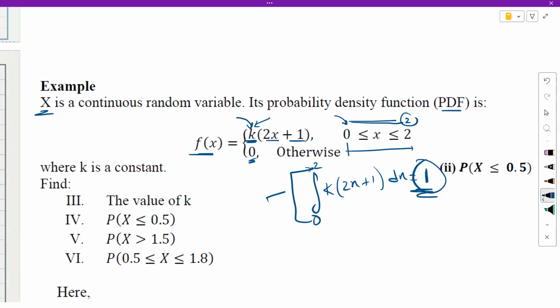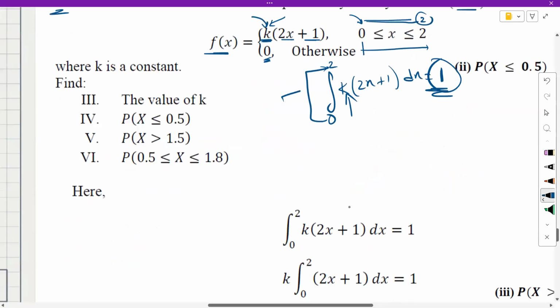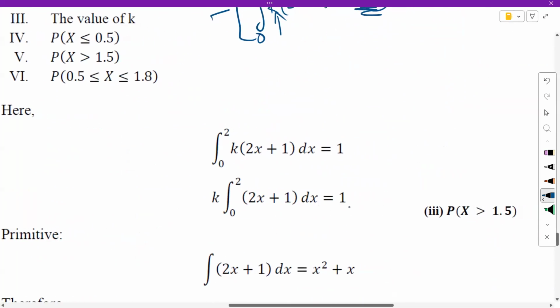In that rule, we can find the value of k. Here, the upper limit is 2, the lower limit is 0. The k is a constant, and this is the x value. We know that it's equal to 1. Now we bring this k out. So now it's the integral of 2x plus 1 dx equals 1.